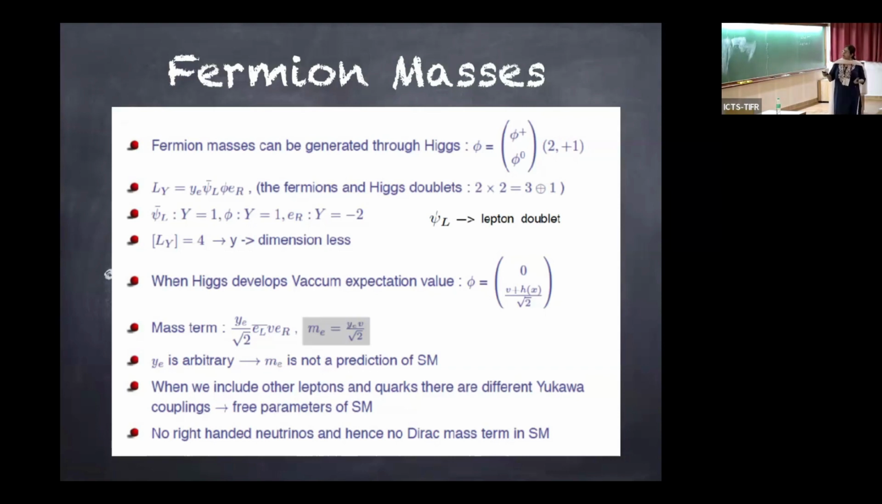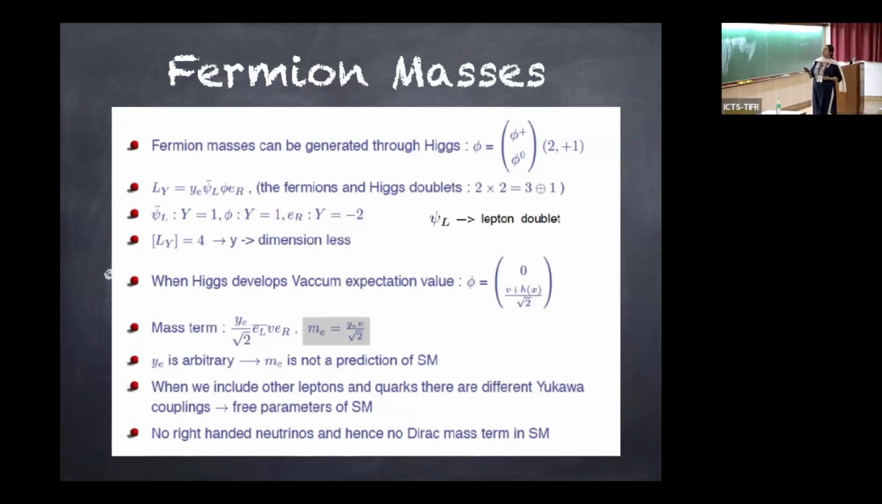So first I have a phi, so my 2 cross 2 is 3 plus 1. Now the Y was -1 for the lepton doublet. So now the psi L bar is psi L dagger, so Y is +1, phi Y is 1, and ER Y was -2. So the Y is also satisfied. So we have to see that everything is satisfied, and here you can see Y is dimensionless. This is called the Yukawa coupling.